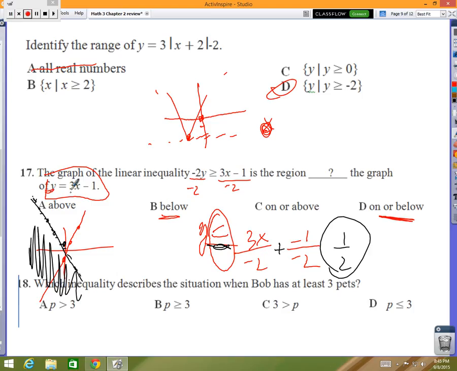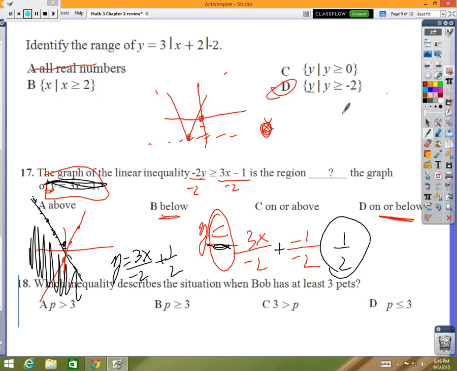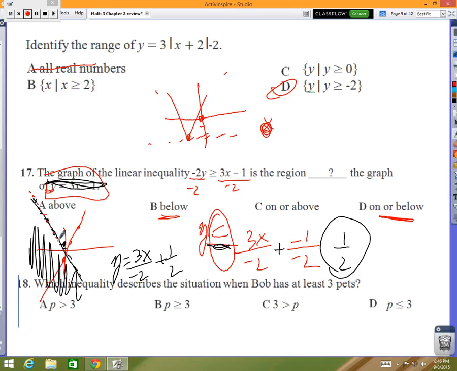So I want to compare this one. I want it to be y equals 3x divided by negative 2 plus 1/2. I want the line on the test to be the same line. Two lines, but they're going to be on top of each other. So this line right here is everything above it or below it, on or above or on or below. And because it's less than or equal to, it's going to be on or below. So the trick is this: if you divide by a negative, you got to change the direction, or if you times by a negative, change the direction.